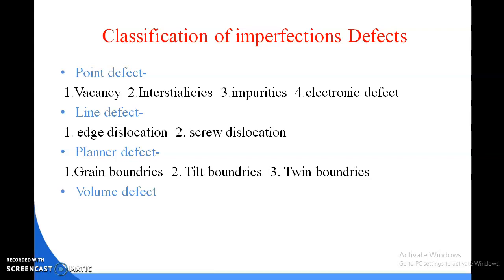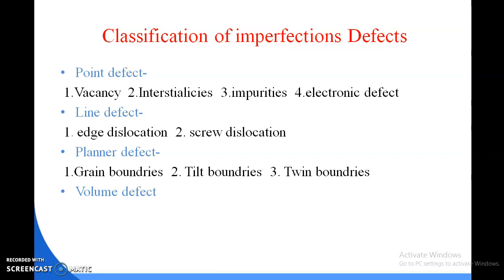The next classification of imperfection is line defect. Linear defects, which are groups of atoms in irregular position, are called line defects. They are again classified into two types, that is edge dislocations and screw dislocations. Next is the planar defect, which are interfaces between the homogeneous regions of the material. It is called planar defect. And the planar defect is differentiated into three, that is grain boundaries, tilt boundaries and twin boundaries.